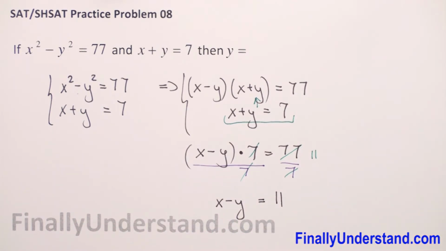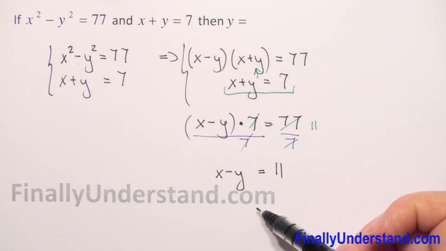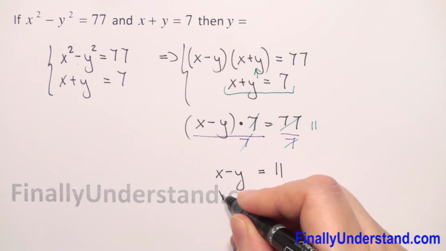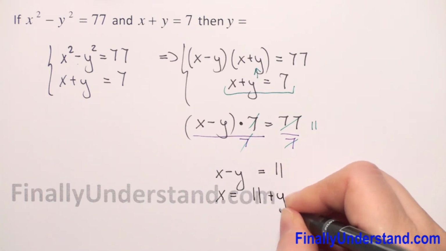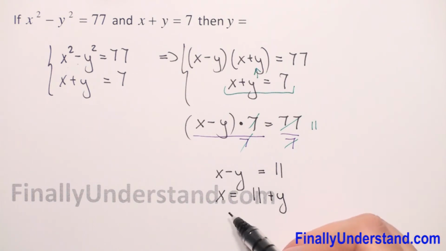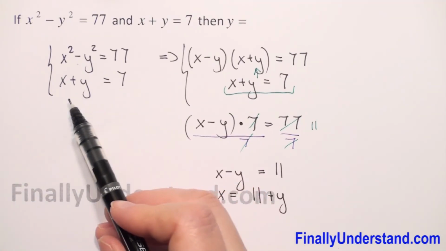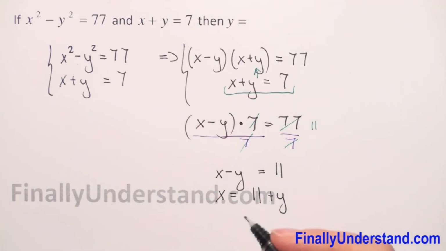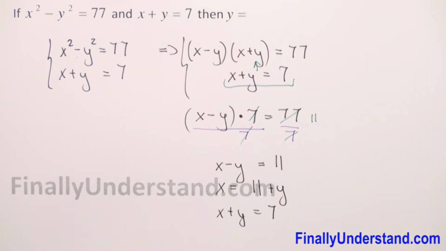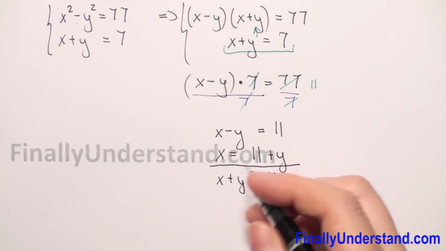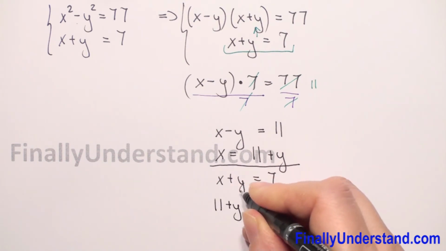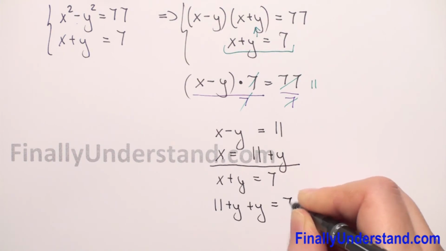So now we can find, for example, x. So x is equal to 11. I will move negative y to the right side, so it will be positive y now. And now we will substitute x in our equation by 11 plus y. So let me copy this. We have x plus y equals 7. We will substitute x by 11 plus y. So we have 11 plus y. We copy plus y. This is equal to 7.